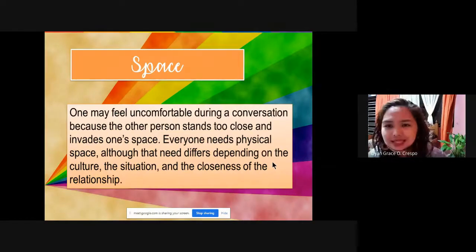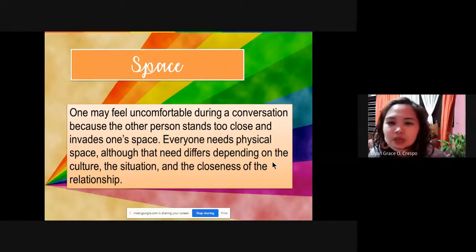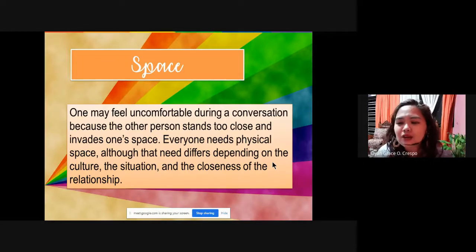Okay? Space, this one is very important, especially nowadays. One may feel uncomfortable during a conversation because the other person stands too close and invades one's space. Everyone needs physical space, although the needs depend on the culture and situation. Sometimes, right, some people, even if you're already friends, you don't like their breath landing on your skin, even if it doesn't smell bad, but you keep your distance, okay? So, stop it. Sometimes it's like that. So, a force field. Some people are like that.